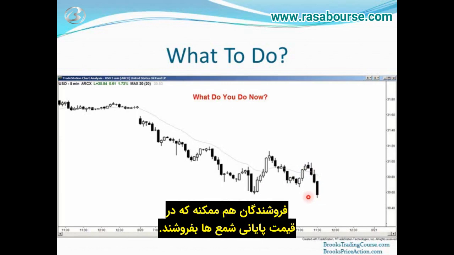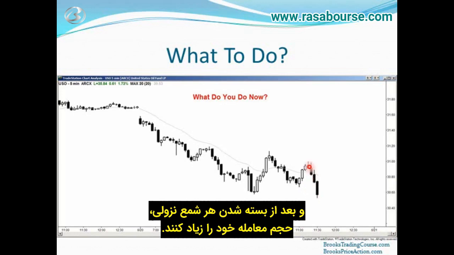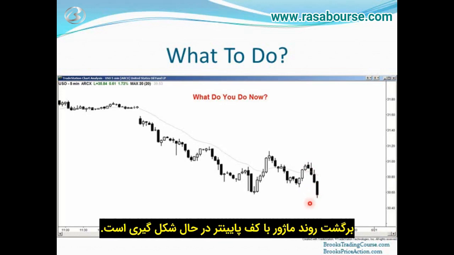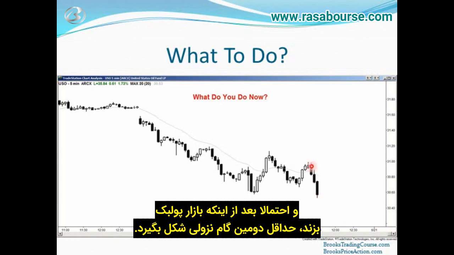Bears might be selling closes. They might have sold here and then added with each bear close. The bulls can argue that maybe we'll get a lower low major trend reversal, but this bear spike is so strong that there probably is going to be at least a second leg down after any kind of a pullback.